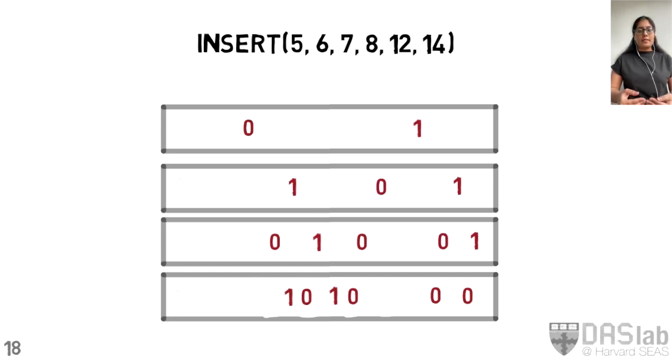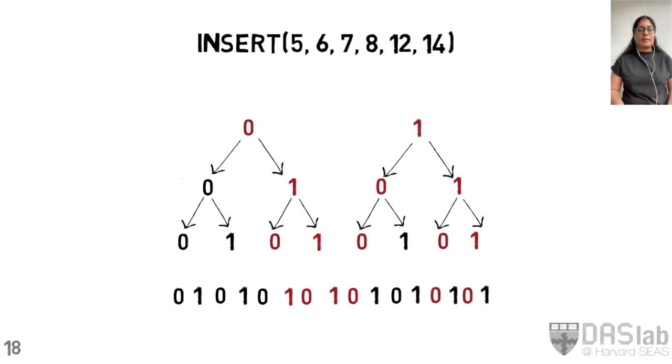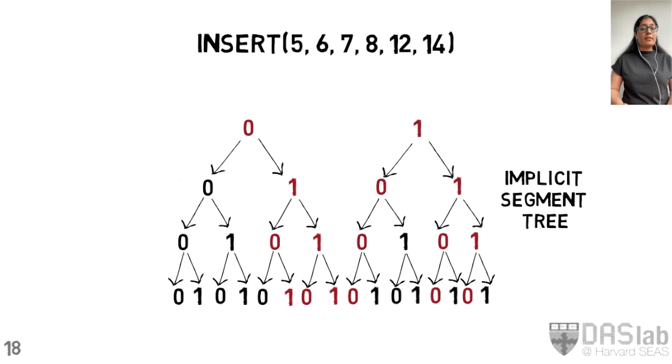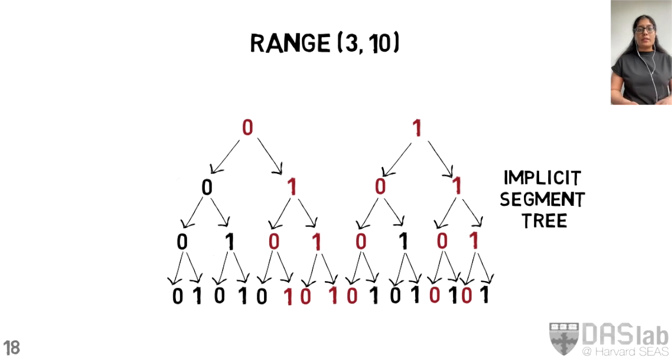If we mark the existing ones with red and the non-existing ones with black, we start to notice a binary tree-like structure where different paths represent different prefixes. And this basically takes the shape of a segment tree that is implicitly realized within Rosetta. Okay, so with the use of the segment tree, let's look at how range queries work in Rosetta.